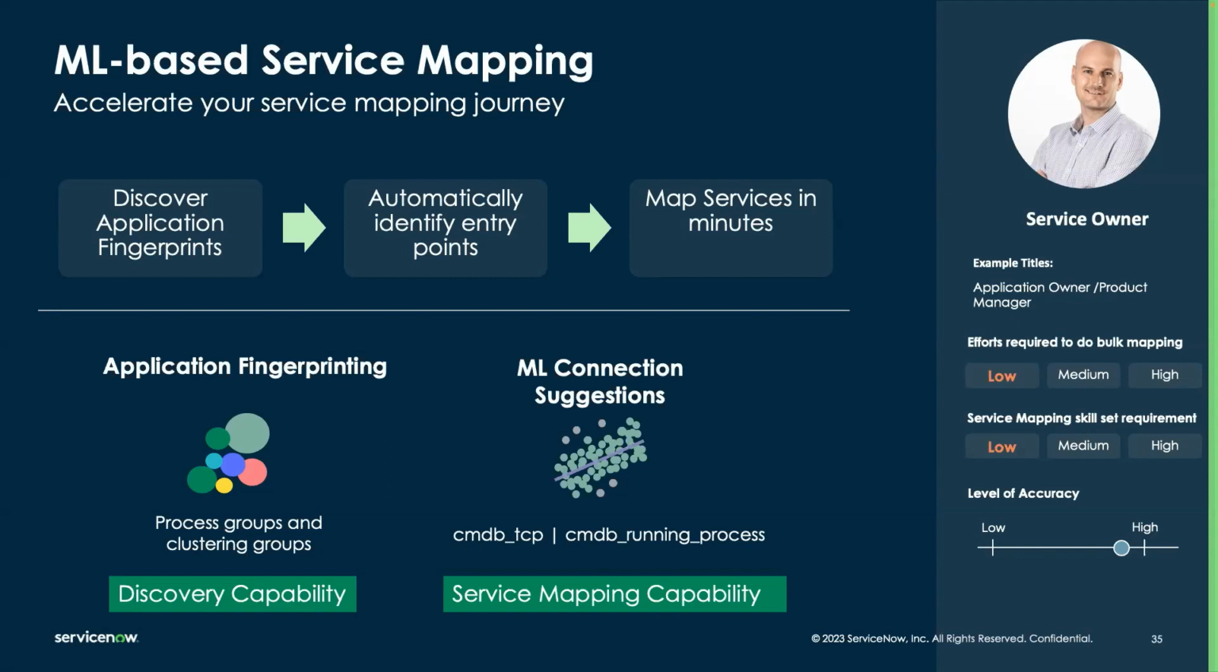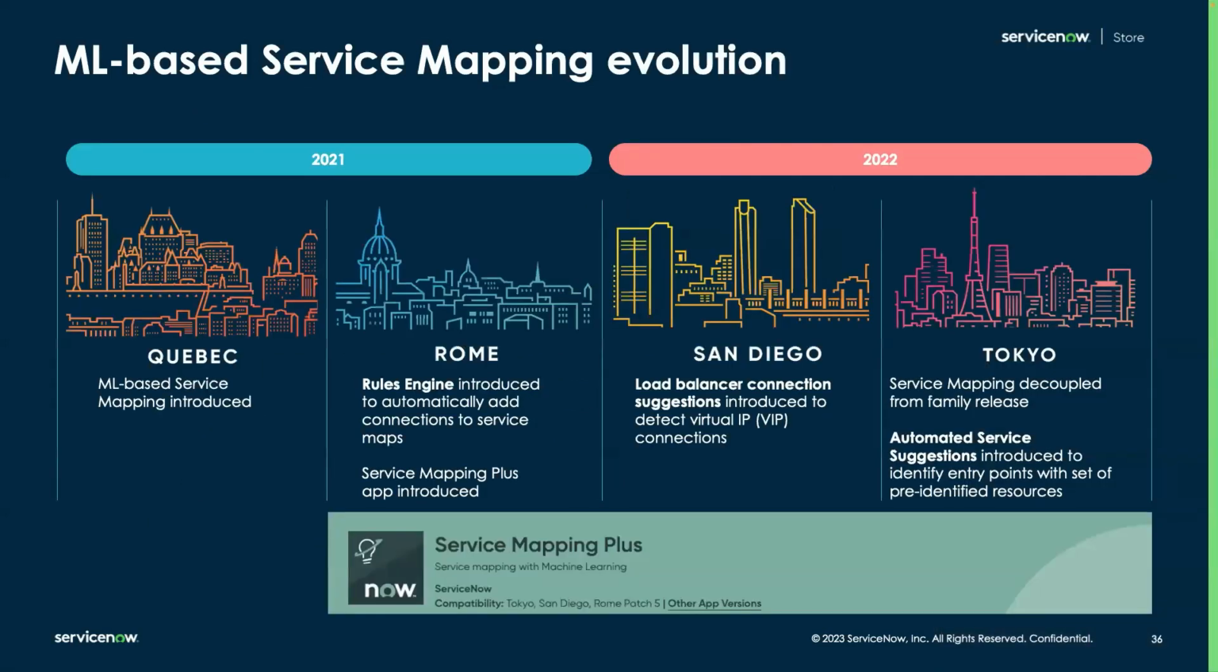Then the ML uses AFPs as part of its ML. Let's call it ML analysis. We look at the CMDB TCP table and the CMDB running process table, and we factor in what suggestions would be meaningful for you to add to your service maps or to create complete services from. Fast forward here, our evolution for ML-based mapping is, we started in 2021 with Quebec. And as you can see here, we have iterated out through Tokyo. In Rome, we introduced the Service Mapping Plus application, which is where all service mapping innovations will now be going forward. So if you have service mapping and you want to use the latest and greatest technologies, install the Service Mapping Plus application to continue getting all the latest updates.